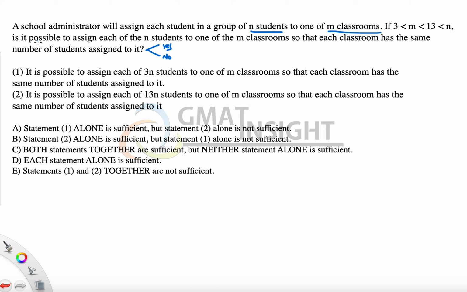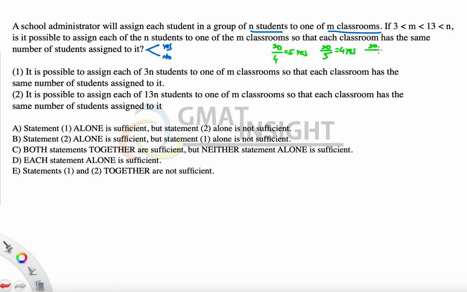So here the question is asking, is it possible to assign each of the n students to m classrooms so that each classroom has the same number of students assigned to it? So let's quickly do an experiment. If we say that there are 20 students, can we assign 20 students to 4 classrooms equally? The answer is yes. Similarly, can we assign 20 students to 5 classrooms so that each classroom has an equal number of students? The answer is still yes.